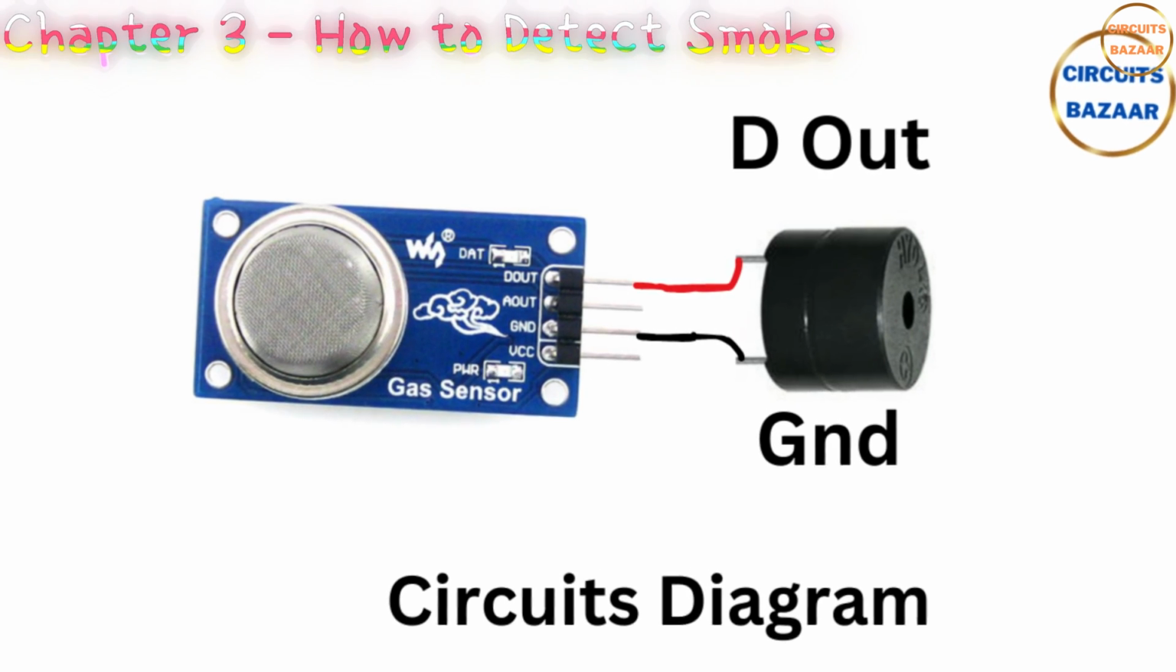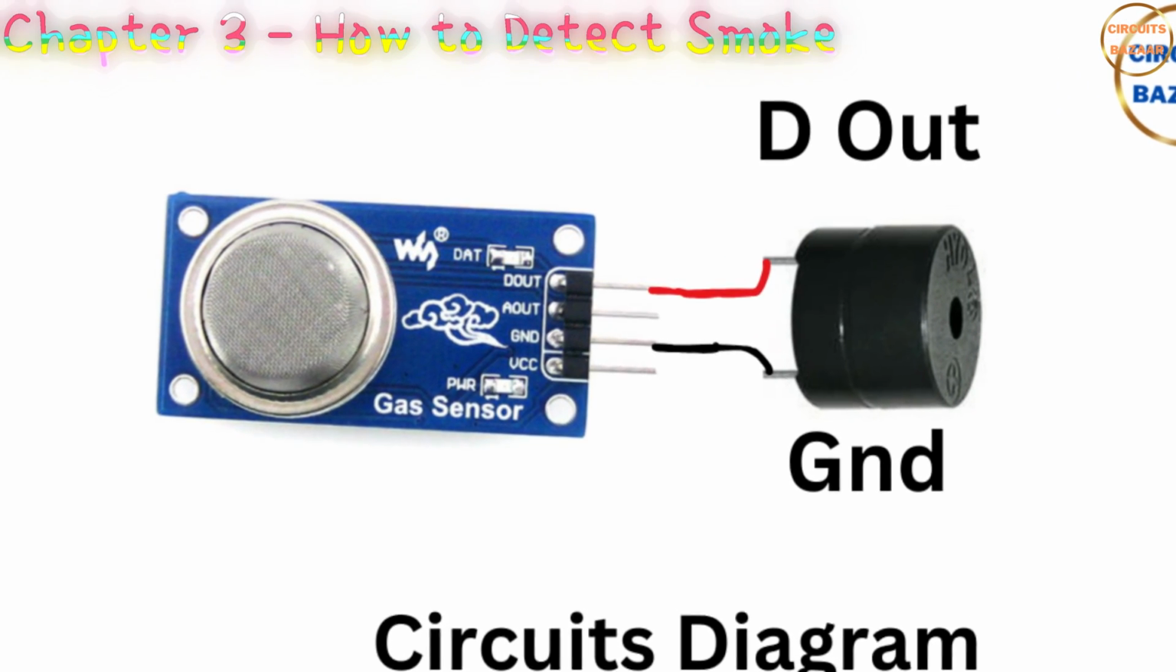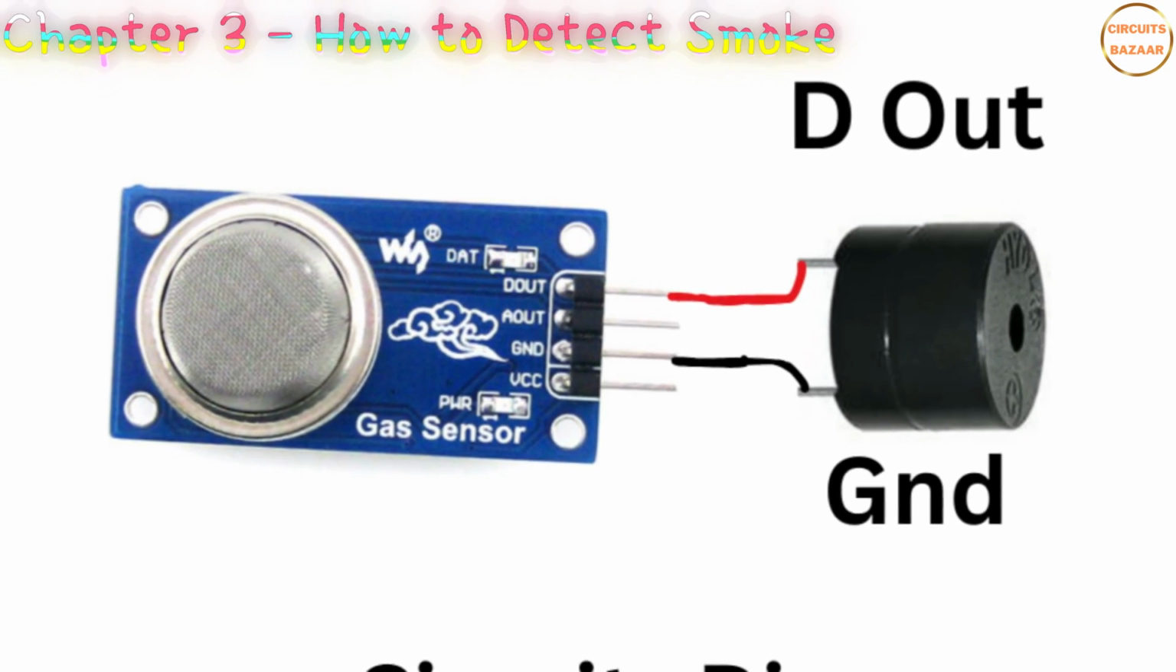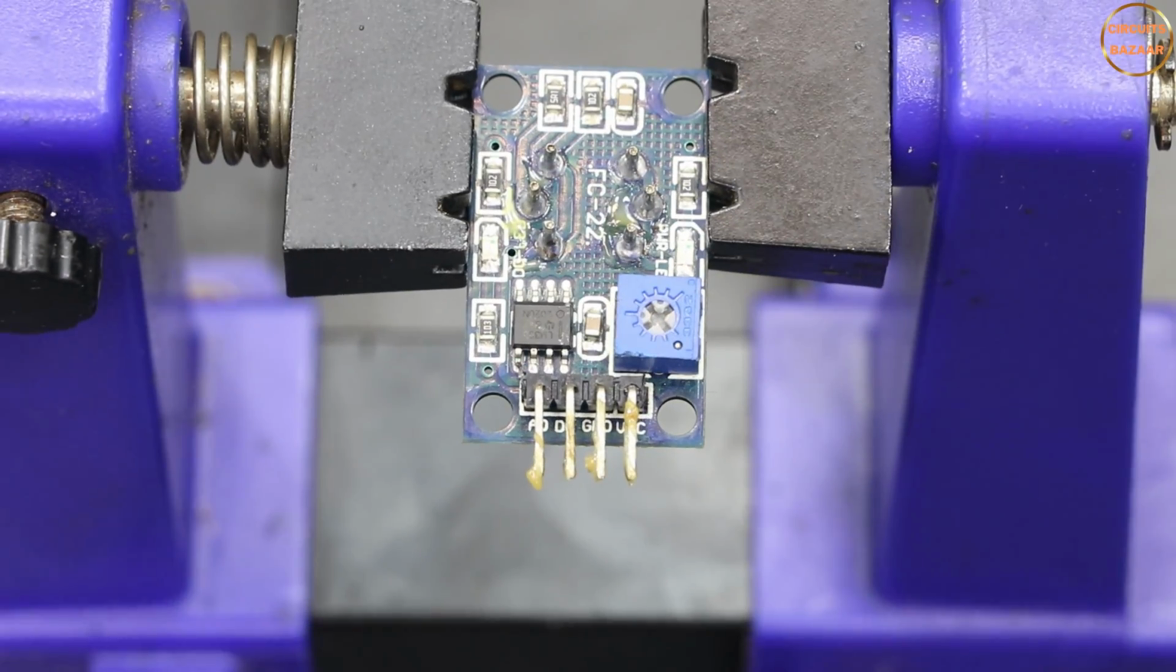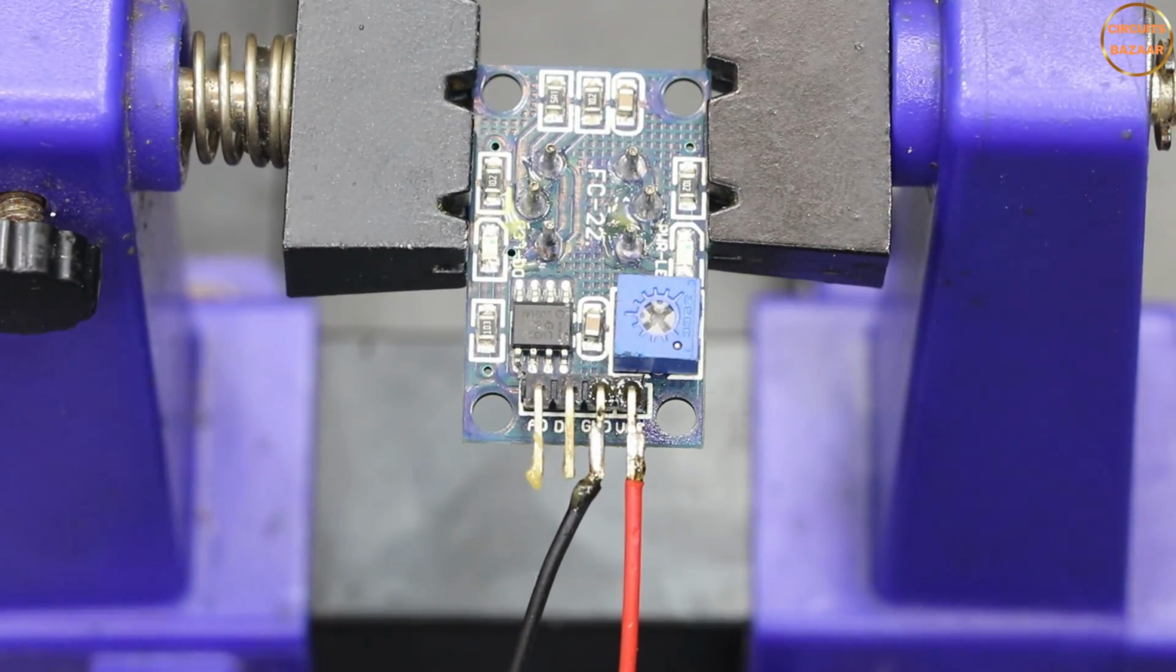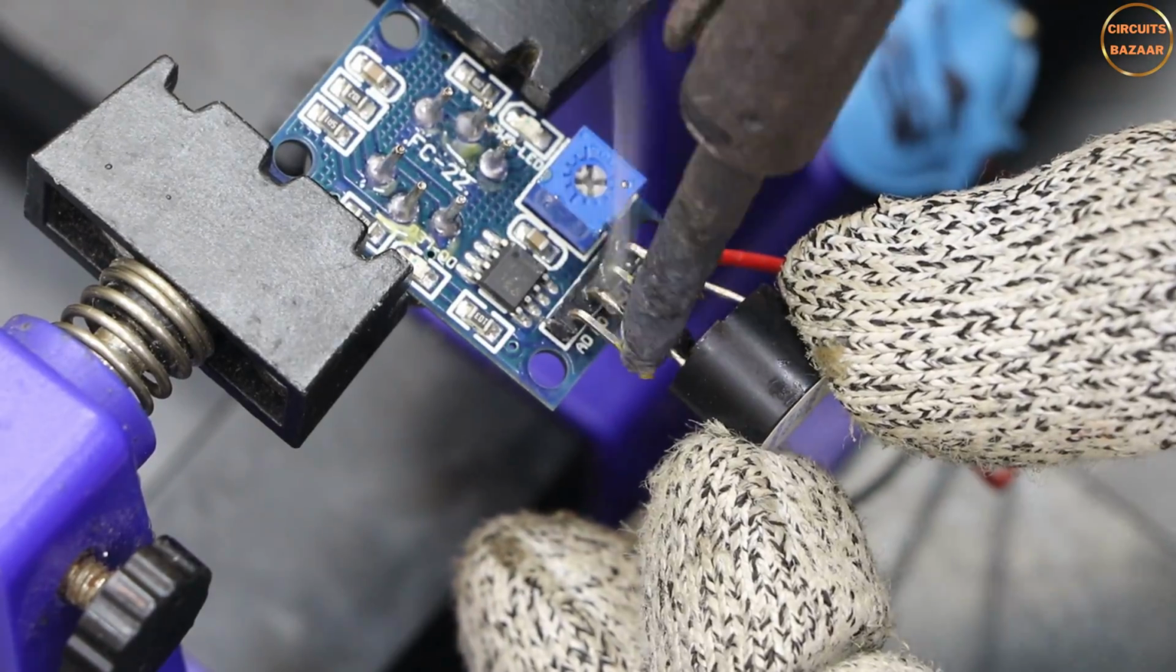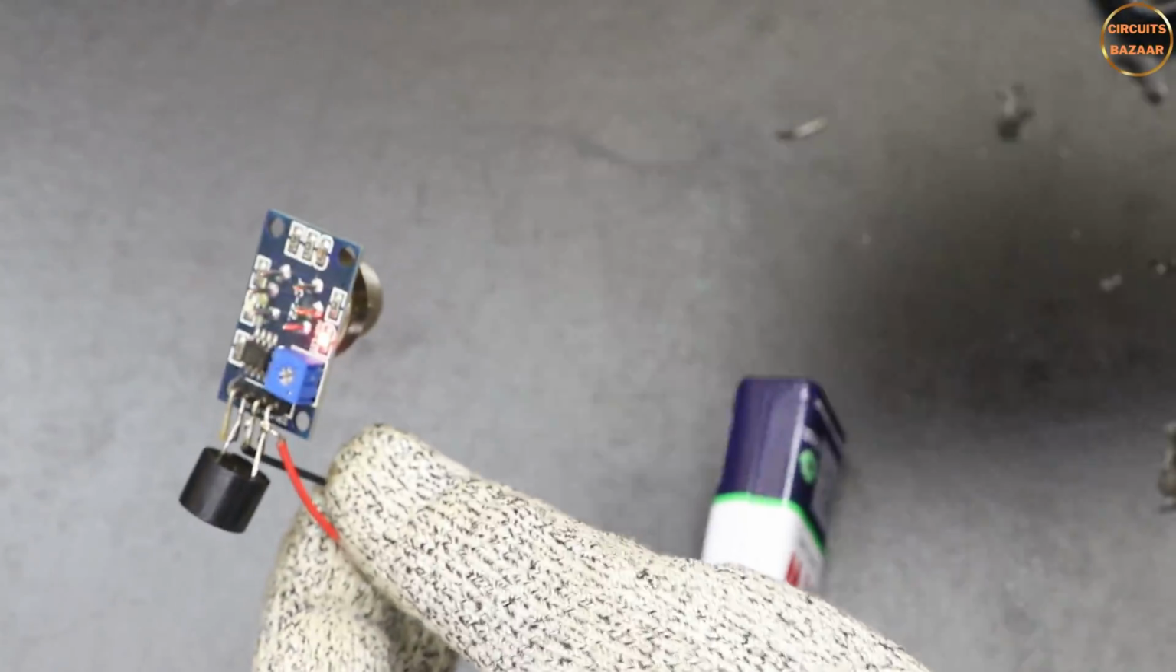Now in this second experiment, we are going to use a buzzer instead of an LED, and we are going to use smoke instead of the LPG we used in the first experiment. Apply a little bit of flux on the 4 pins of this module. Now it's time to test the battery connection. Attach the buzzer. Time to test it.